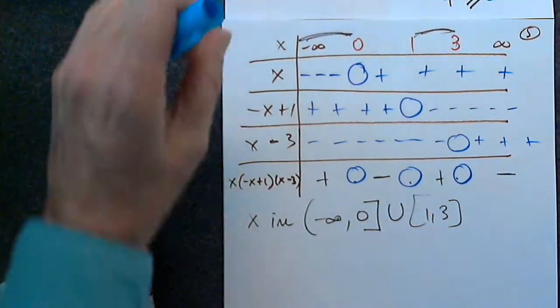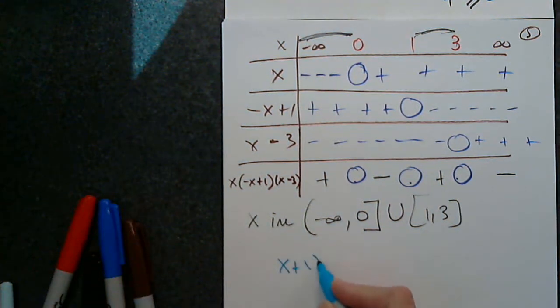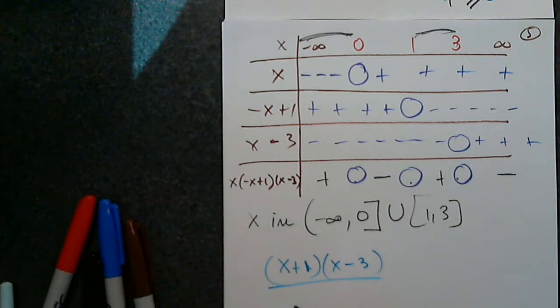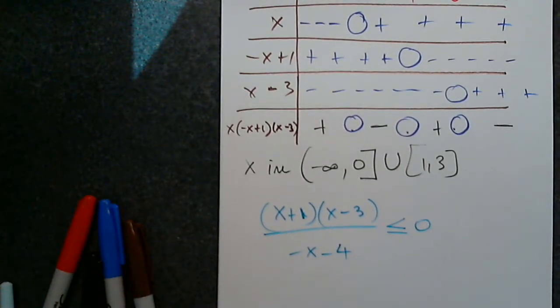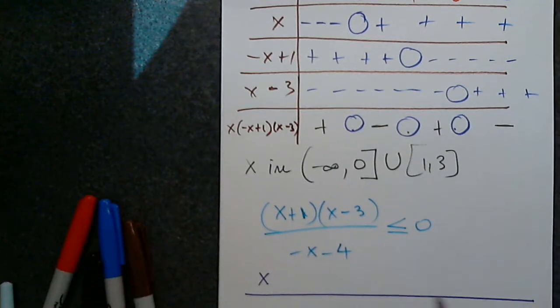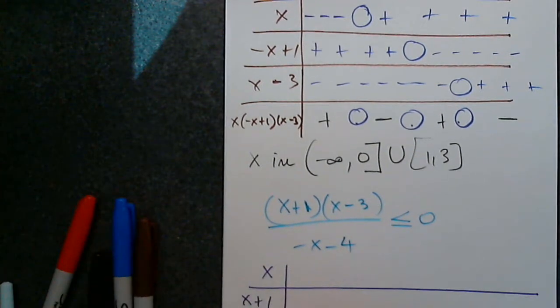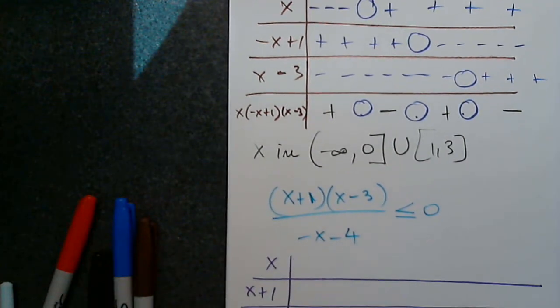Okay, we have time for a rational, and this is the end of the new material for test 2. So let's look at x plus 1, x minus 3 over negative x minus 4, let's say less than or equal to 0. How many factors do we see? 3 factors. X is the variable in the problem. X plus 1 is the next factor. X minus 3 is the next factor. Negative x minus 4, the last one.